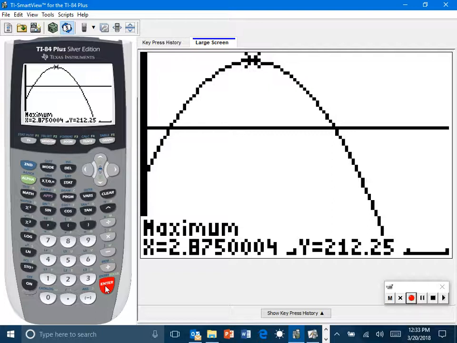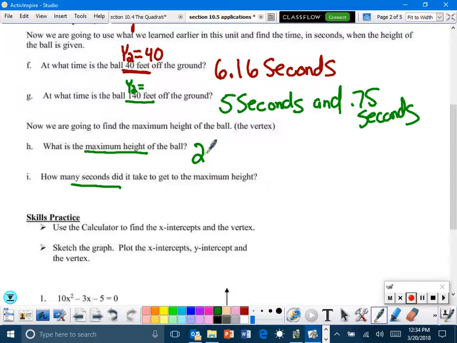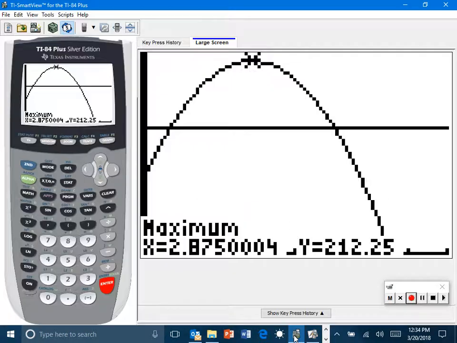At the bottom, I've got two things going on here. I've got the maximum, 2.88, rounding, and 212.25. So the height would be the 212.25. That is the maximum height the ball reaches. The other one, the 2.88, is the number of seconds that it took.